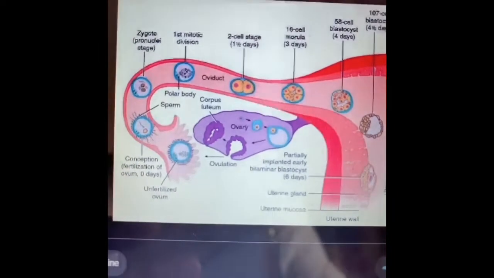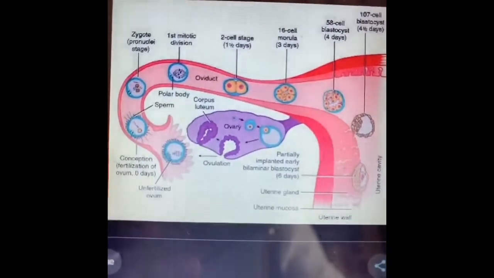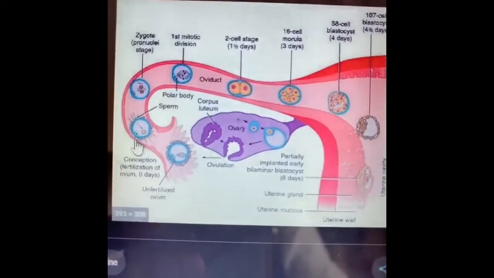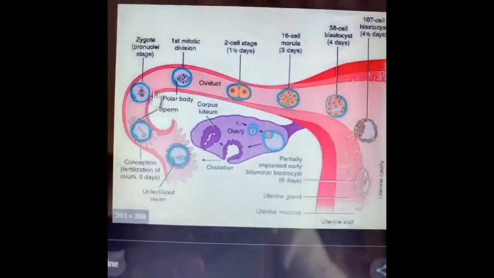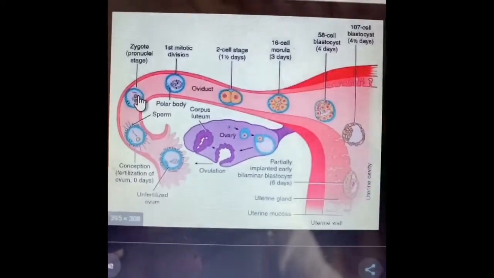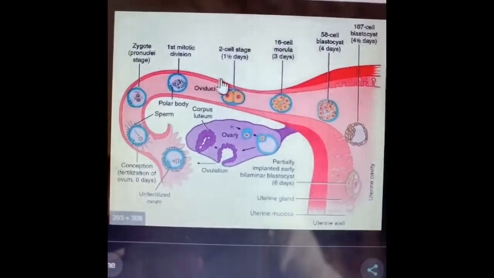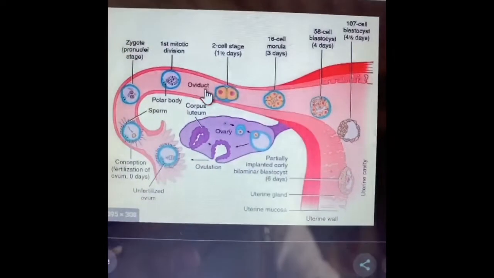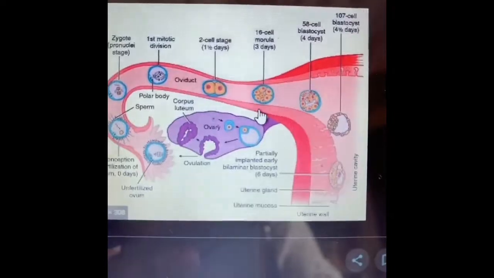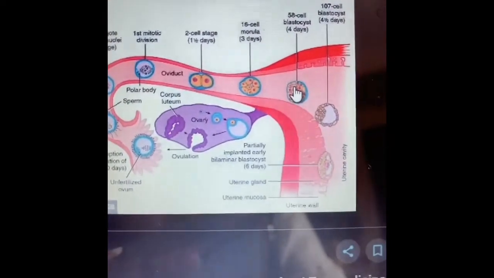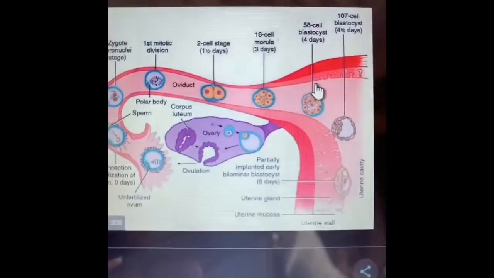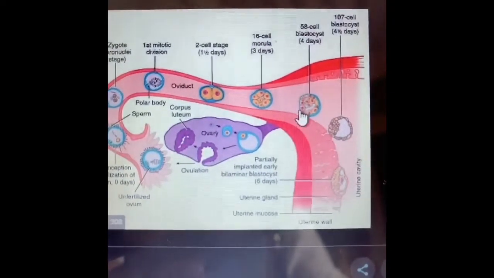So let's see over here. Here the sperm has entered. Zygote has formed. Suppose this is day 1. Within 1.5 days, it becomes a double cell. 3 days, it becomes 16 cell. 4th day, it has become a blastocyst, which is of 58 cells, and we see differentiation in this.